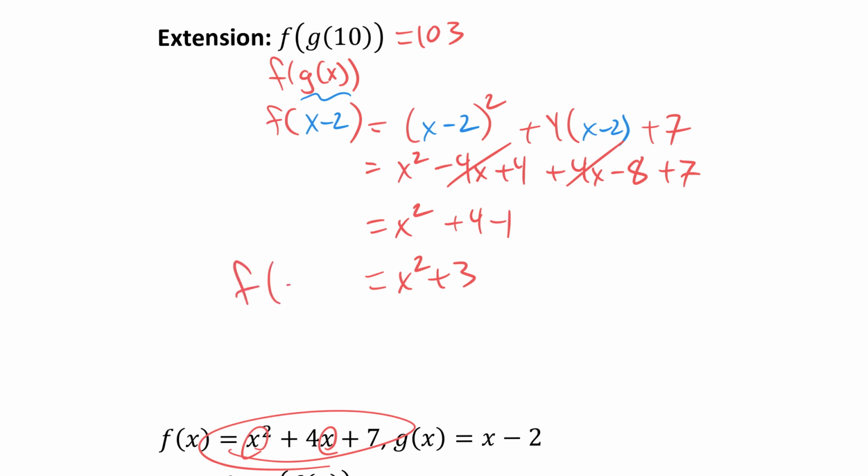And this tells us that if we wanted, there is indeed a general formula for f of g of x in this case. Given these two functions, f and g, you can have a shortcut, a quick way of calculating f of g of x. It's simply x squared plus 3. So if you need to calculate f of g of 10, you can simply do 10 squared plus 3. 10 squared is 100, so 103.